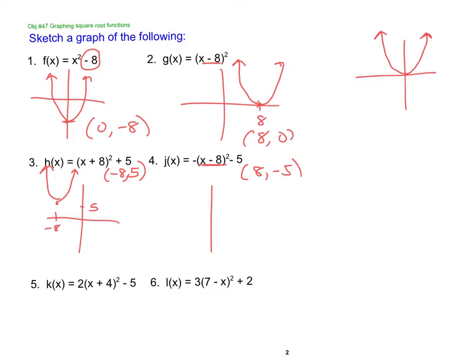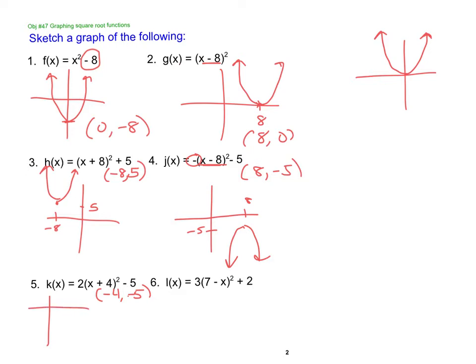This one's slightly different, though. How is this one different? 8, negative 5. There's a negative in front. What does that do to the graph? Flips it upside down. Good. All right, this one, negative 4, right? That'll give you 0, negative 5.